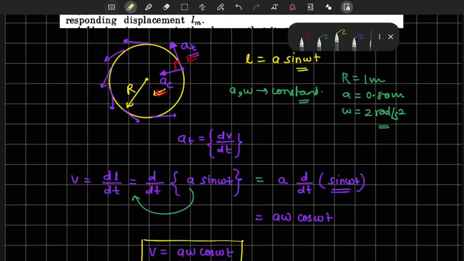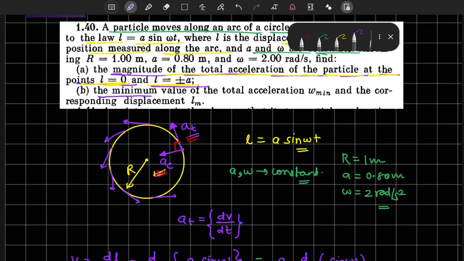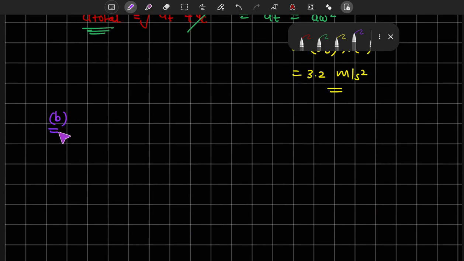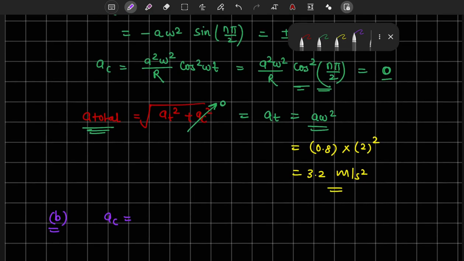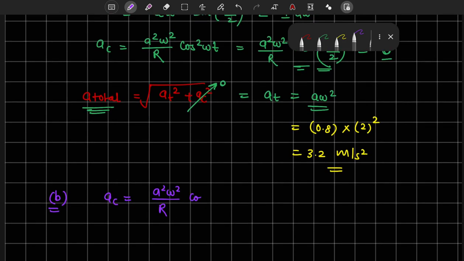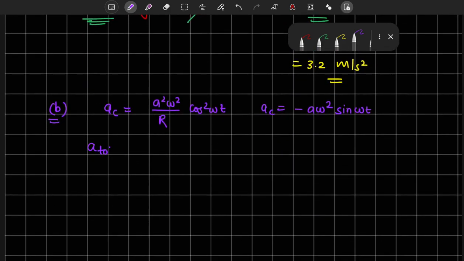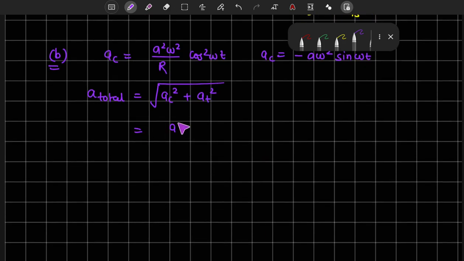Now let us talk about the second part of the problem. In this particular problem, it is asking to find the minimum value of the total acceleration W minimum and the corresponding displacement l_m. So in the B part, if we write the expression of a_c, that is equal to a square omega square by r cos square omega t, and the expression of a_t is equal to minus a omega square sine of omega t. So the total acceleration, let us say a total, we can write as square root of a_c square plus a_t square, because both are mutually perpendicular. We can equate it to the square root of a square omega square by r cos square omega t whole square plus minus a omega square sine of omega t whole square.